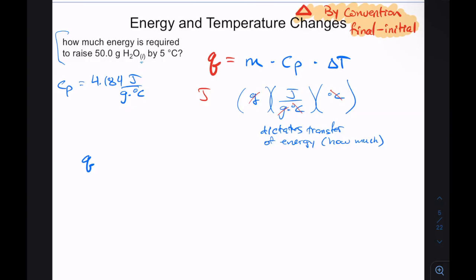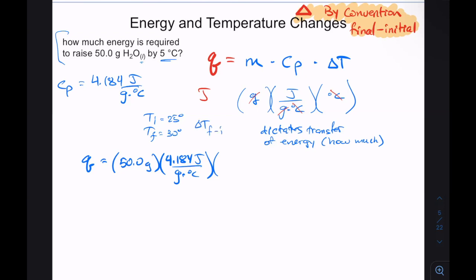But let's just put this in. So Q is equal to the mass of the water, that's 50.0 grams, multiplied by the specific heat capacity, 4.184 joules per gram degrees Celsius, and we're raising it by 5 degrees Celsius. So you can put in whatever temperatures you want. Let's say it started at 25 degrees and it ended at 30 degrees. Or you can make up any one you want, because again, temperature is a state function. All we're doing is raising it by 5 degrees. But we can say that T initial is 25 degrees, T final is 30 degrees, delta T is final minus initial, 30 minus 25. So it's positive 5 degrees Celsius.